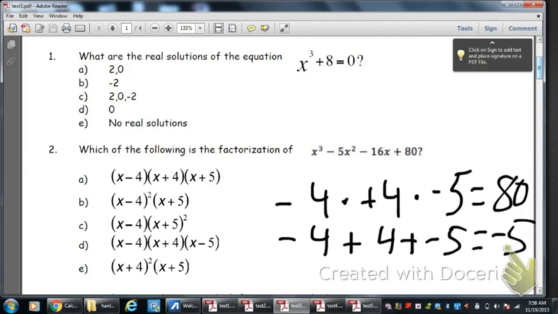So three numbers multiply to this, add to this. So it has to be D. You know, you could do it with synthetic substitution, but don't forget we can still use this trick.